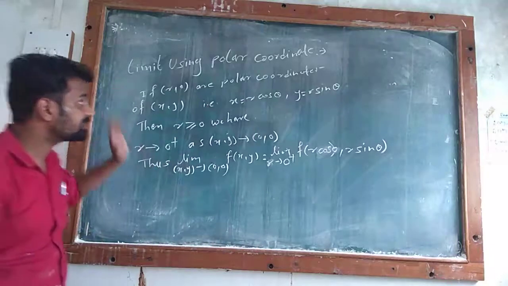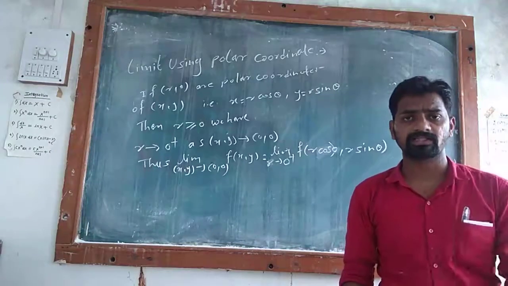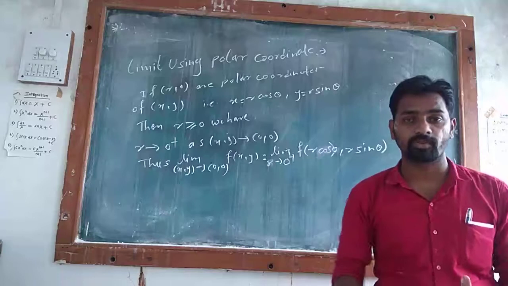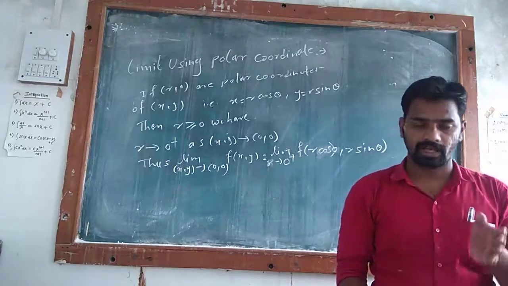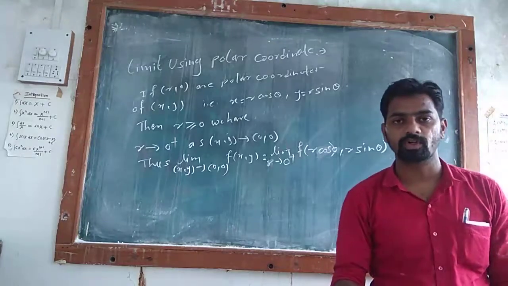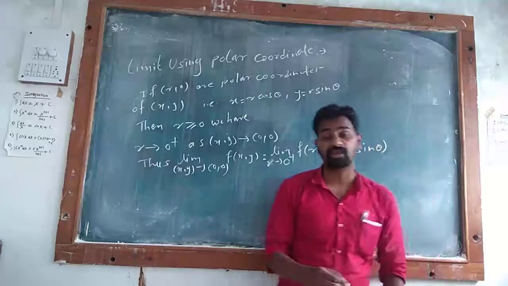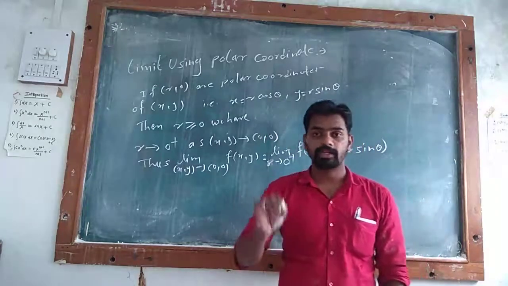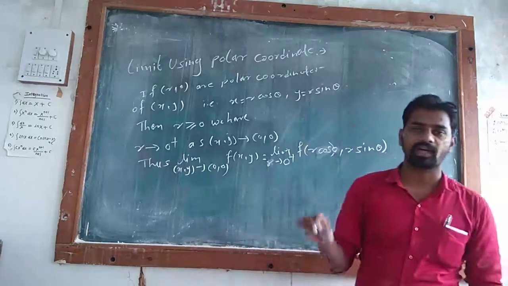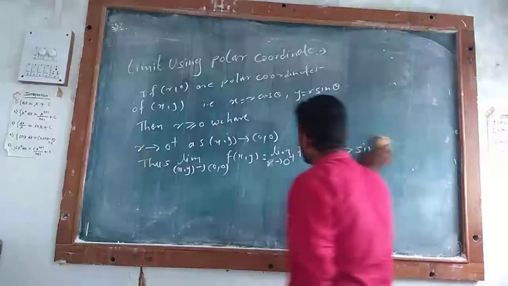Okay, so here it says that r, theta is the polar coordinate of x, y, and we know that x is equal to r cos theta and y is equal to r sin theta, then r is always positive, then we have r tends to 0 plus as x, y tends to 0, 0. Thus, the limit as x, y tends to 0, 0 of f of x, y is equal to the limit as r tends to 0 plus of f of r cos theta, comma, r sin theta, because x is r cos theta and y is r sin theta.